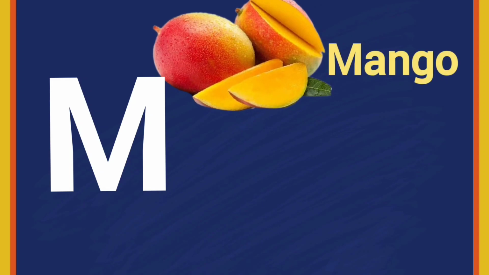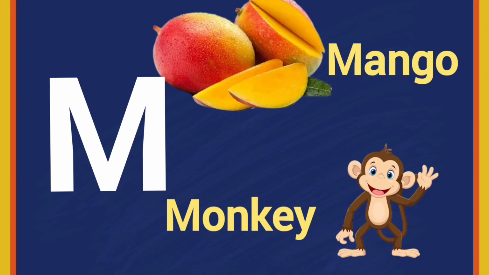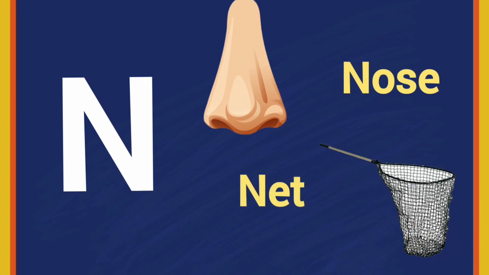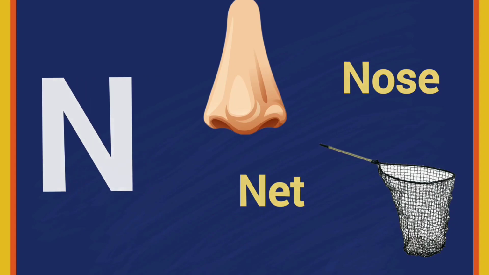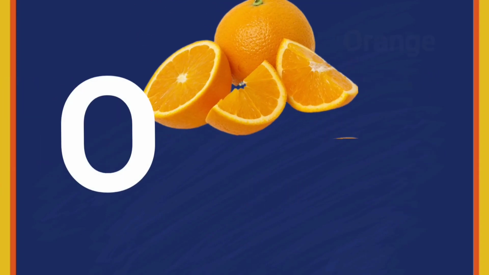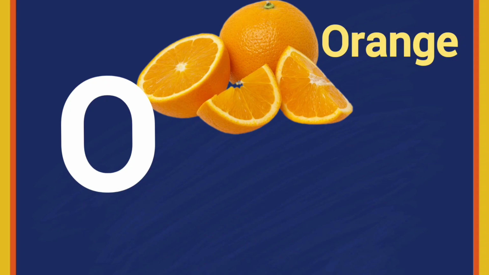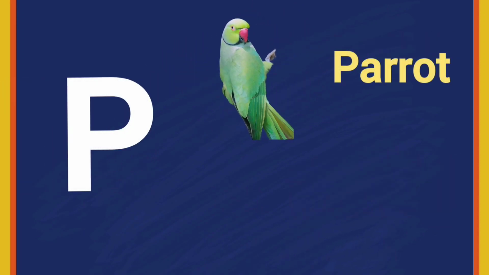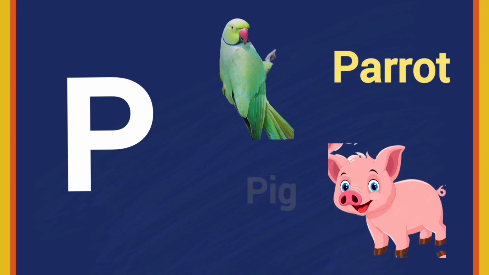M. M for mango. M for monkey. N. N for nose. N for net. O. O for orange. O for ox. P. P for parrot. P for pig.